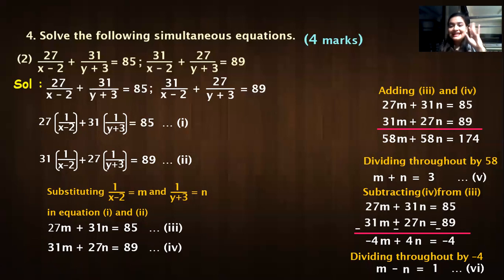First of all, in the addition, the last one is remaining, so you will add equation number 5 and 6, and you will get the value of m and n. After this, you will resubstitute, because 1 upon x minus 2 is m, so resubstitute and you will get the value of x and y. So you need to try after this.